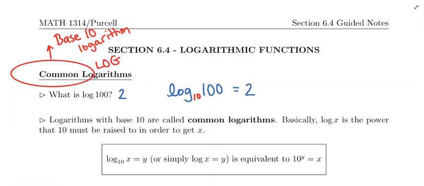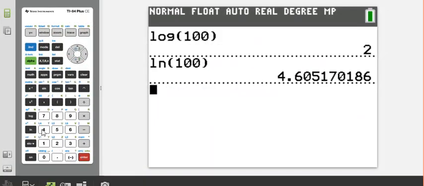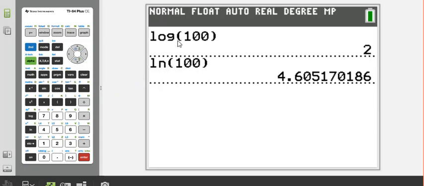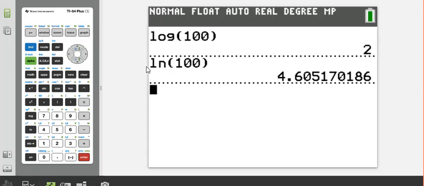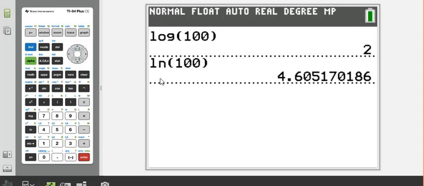Going back to the calculator, basically the LOG button is for base 10. LN, which is called a natural log, is for a different base, and we'll get to that a little later. LOG cannot be used for base 2 or base 4 or base 5 or whatever. LOG can only be used for base 10.